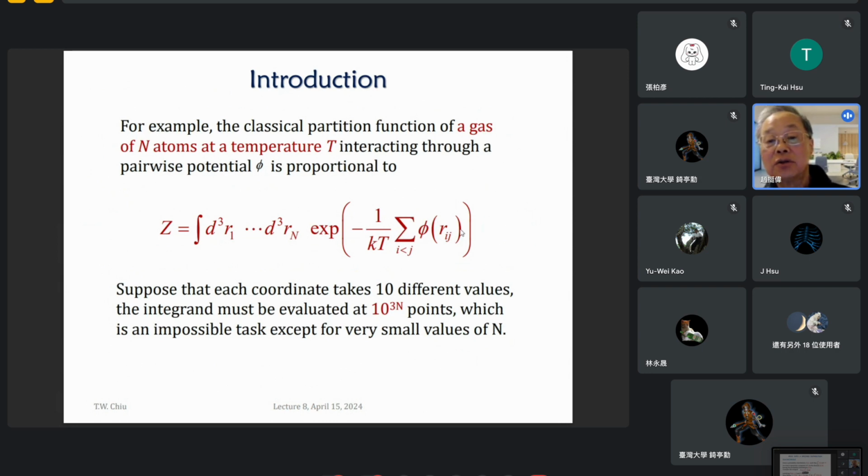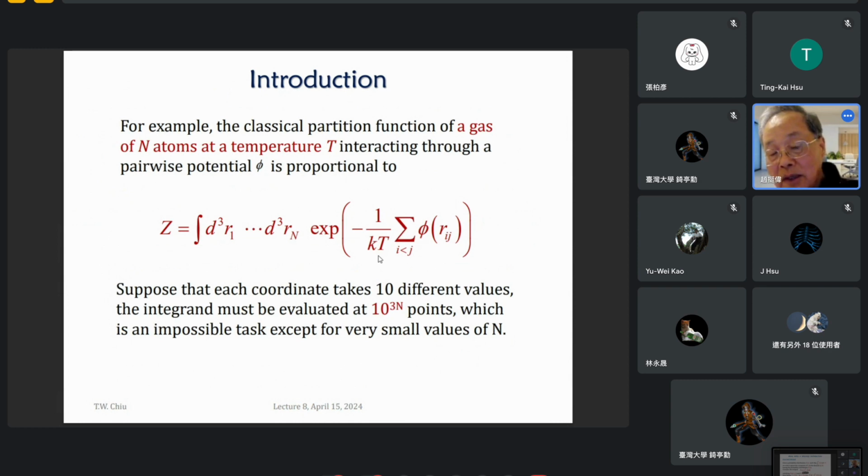Total potential energy of the system, and this is divided by kT, that is, 1 over kT. k is the Boltzmann constant and T is the temperature. So this is the energy over kT. So this is the Boltzmann distribution. So this is the classical probability for this gas of N atoms at the temperature T.